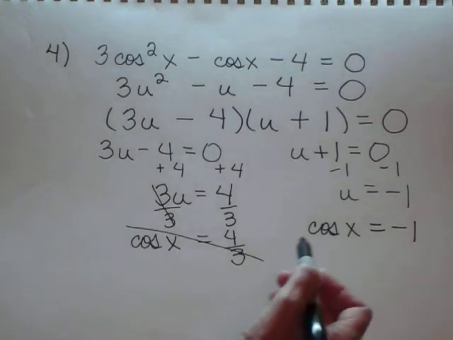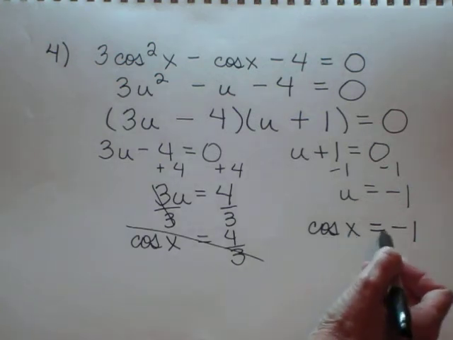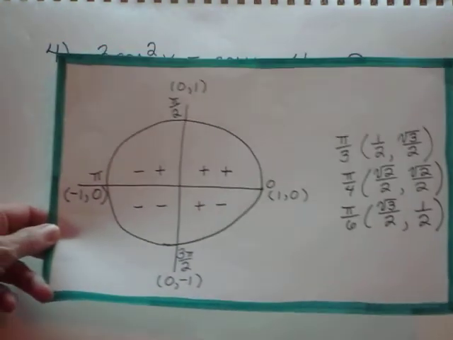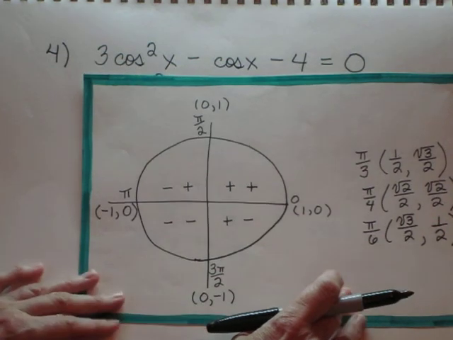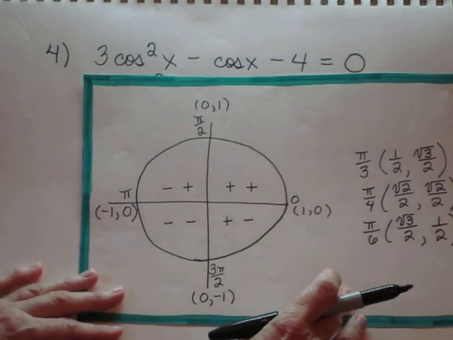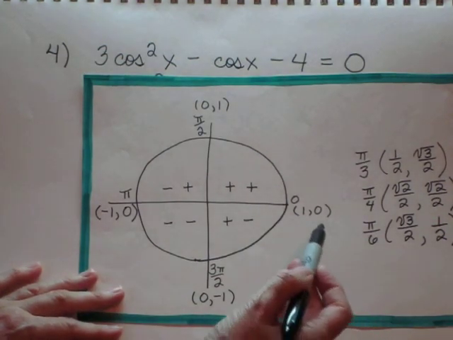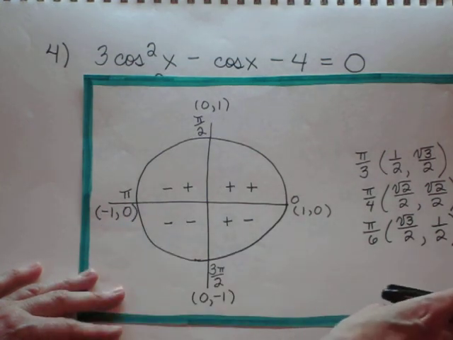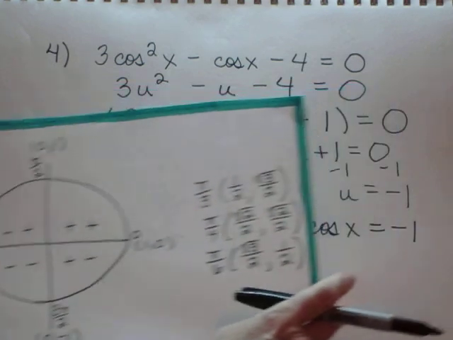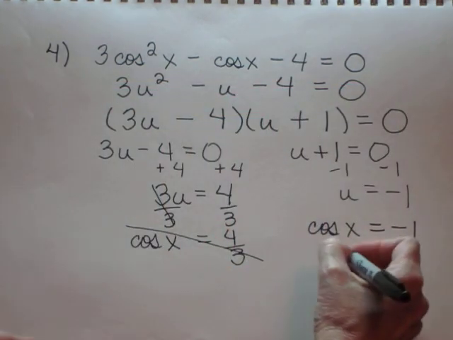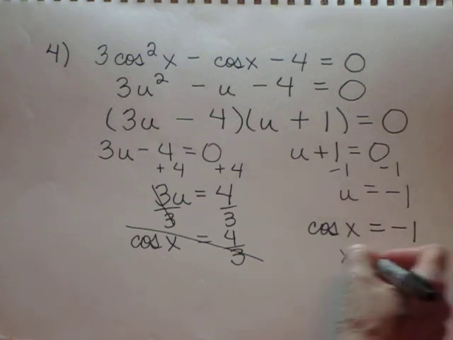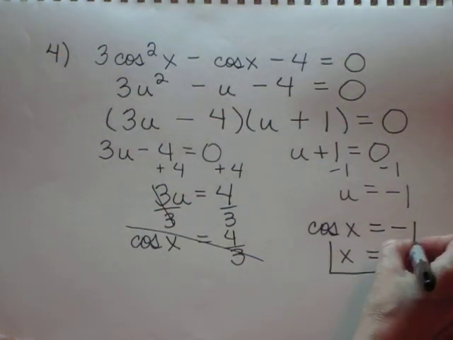But the other one says the cosine of an angle x equals a negative 1. So let's think about our unit circle. And where is the cosine a negative 1? Well, right here. That's at pi. So for this one, x equals pi will be our solution for this equation.